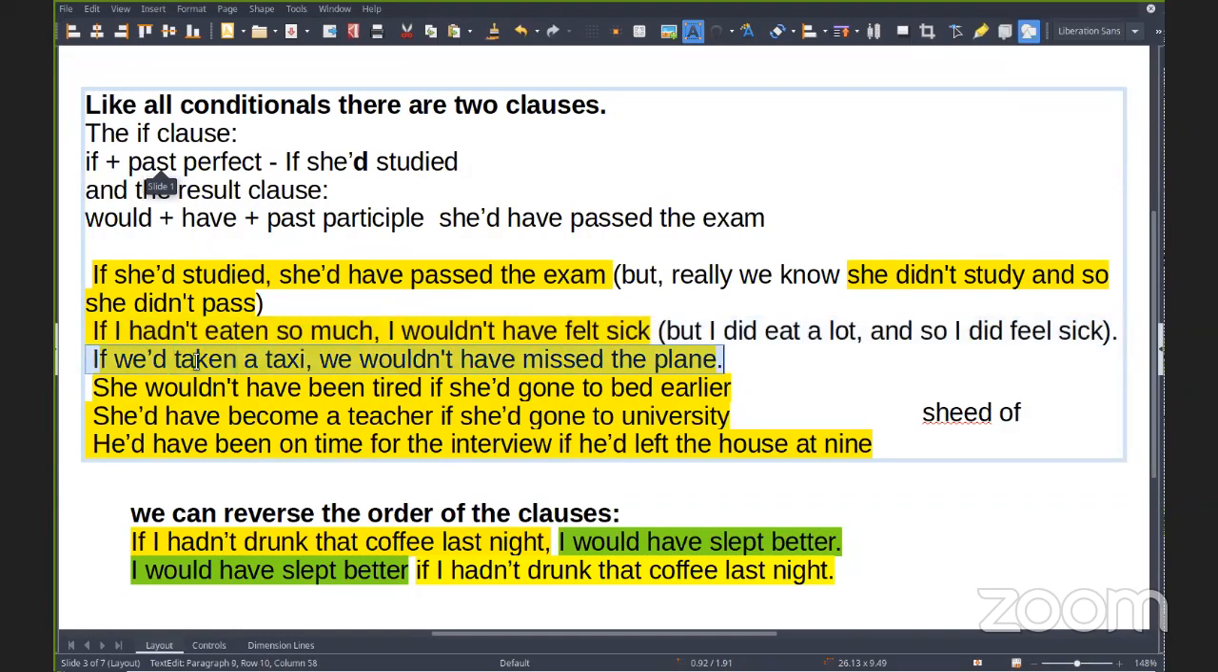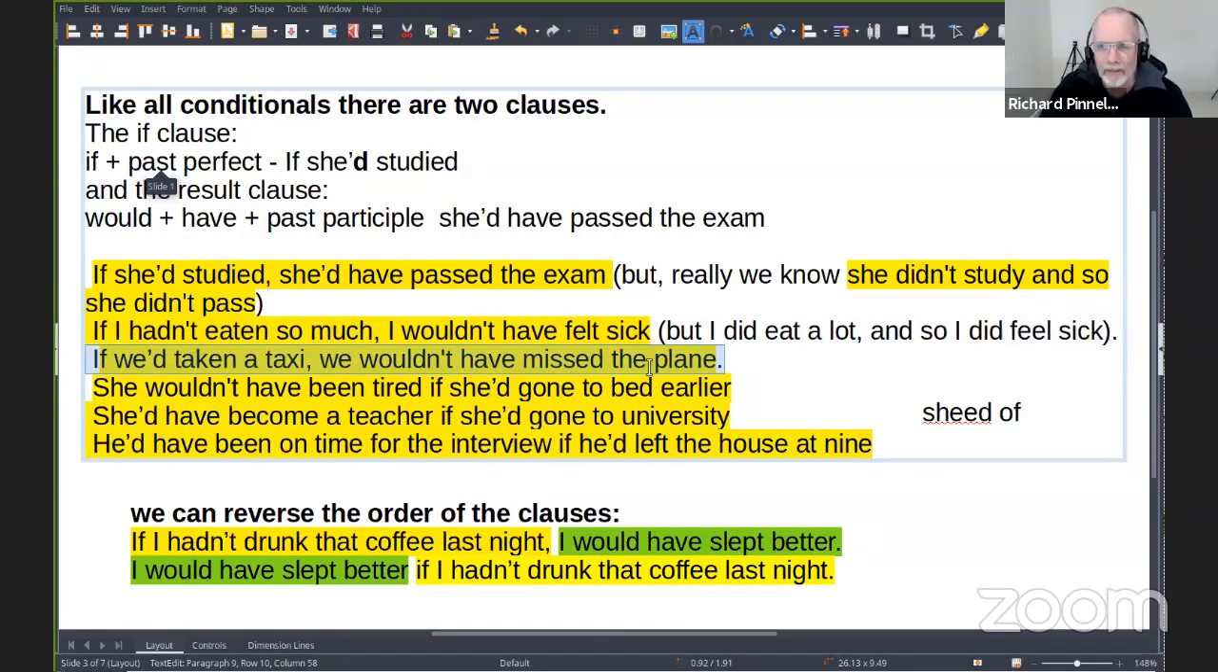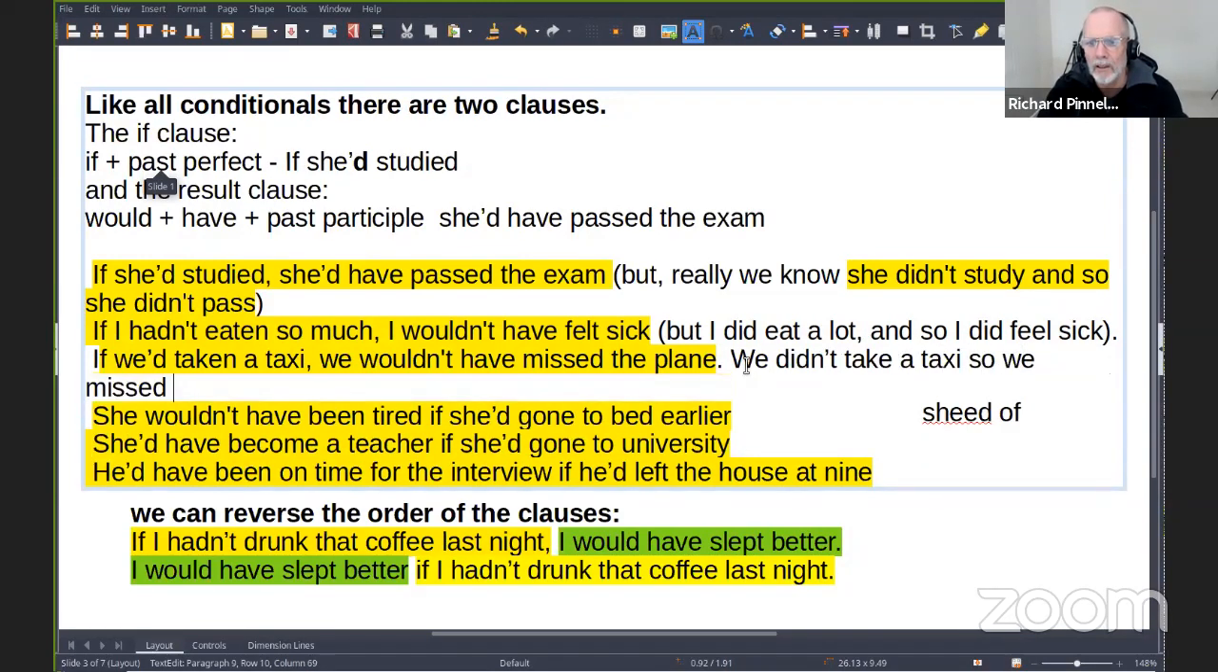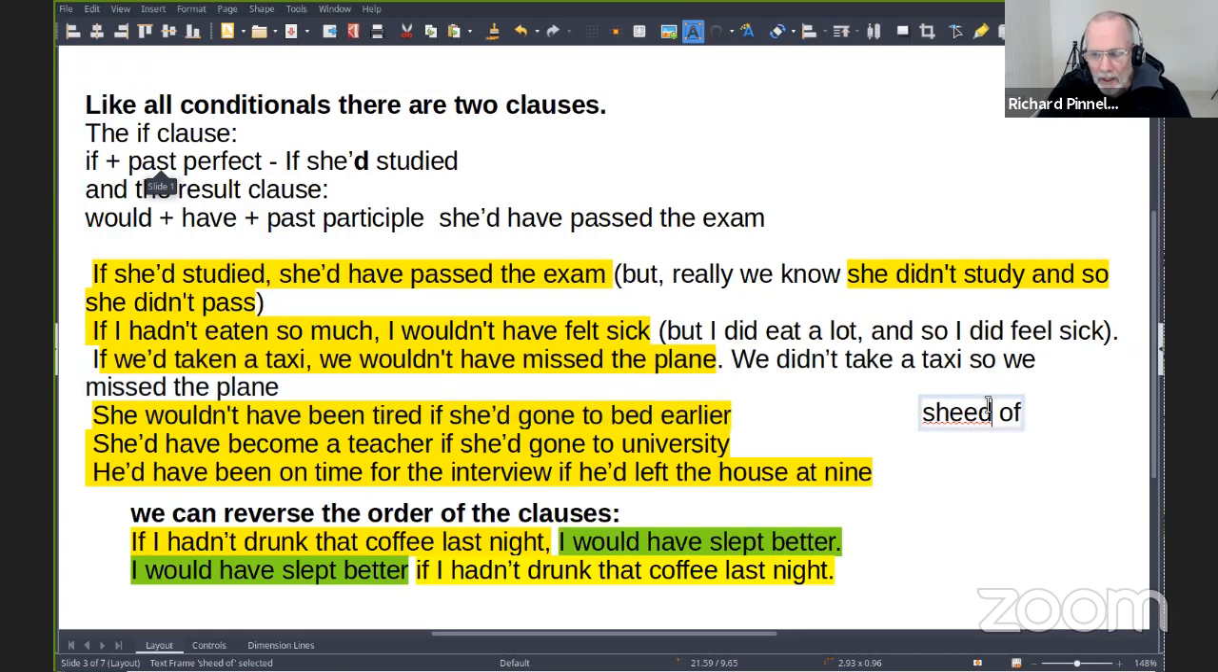If we'd taken a taxi, we wouldn't have missed the plane. So the reality is we didn't take a taxi, so we missed the plane. This is the reality. But the imaginary situation is if we'd taken a taxi, we wouldn't have missed the plane.